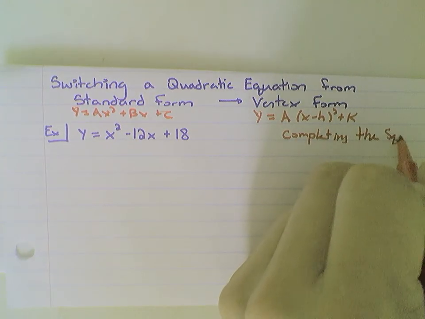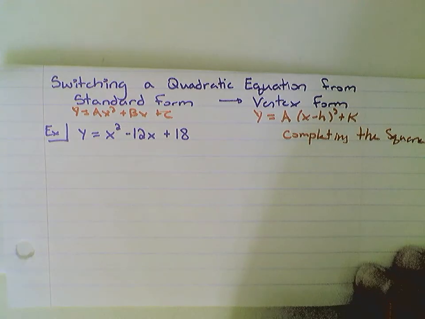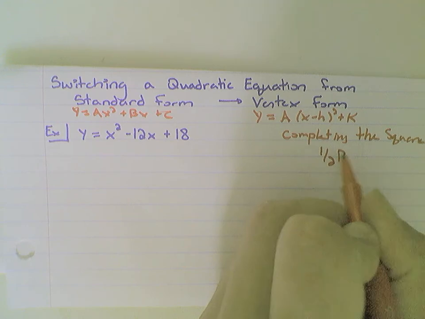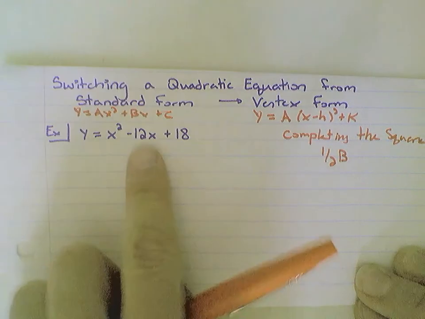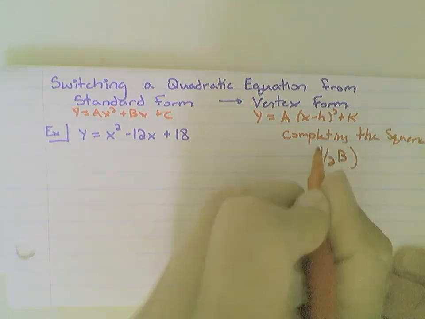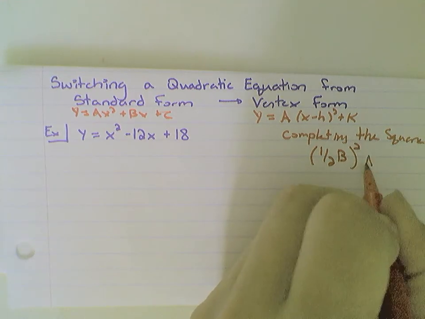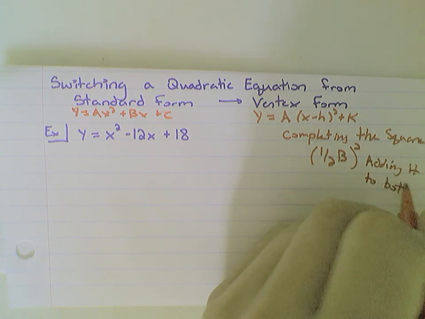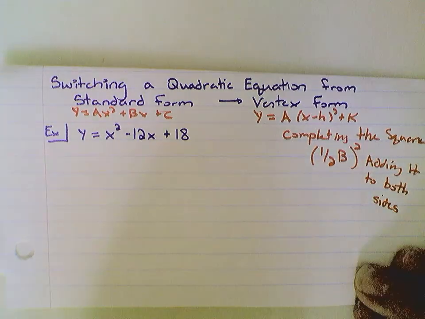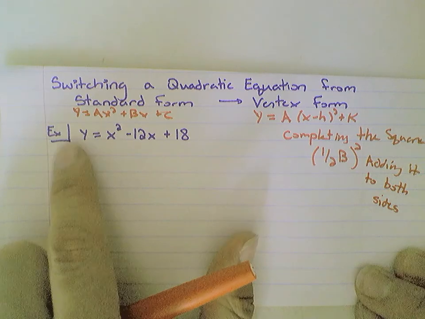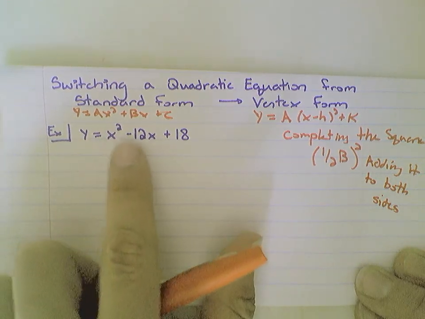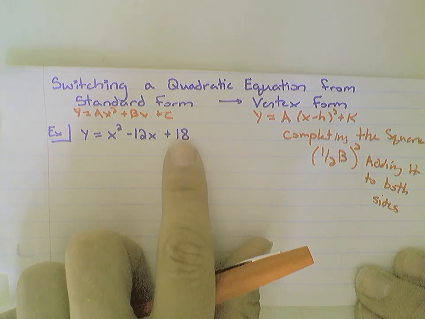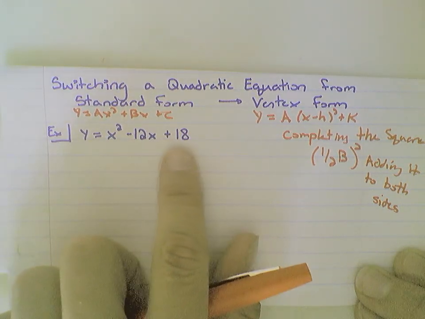Now, the completing the square method is where we take half of the b coefficient, which is our middle coefficient, we square it, and we'll end up adding it to both sides. Okay, so let's take a look at this first example here. I have y equals x squared minus 12x plus 18, and I want to complete the square so that I can get this written in vertex form.